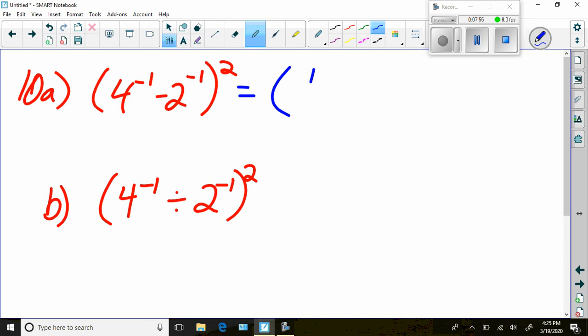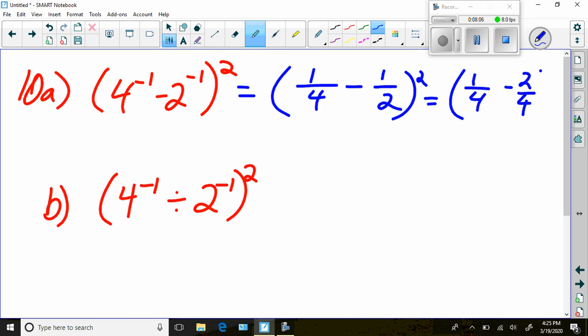Funny. This is 1/4 minus 1/2 squared. So then that's going to be 1/4 minus 2/4 squared, which is not 3/4, negative 1/4 squared, which is 1/16.